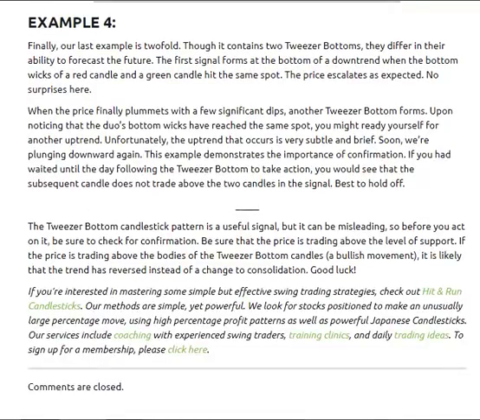So that's everything we discussed up to this point. When the price finally plummets with a few significant dips, another tweezer bottom forms. Upon noticing the duo bottom wicks have reached the same spot, you might ready yourself for another uptrend. Unfortunately, the uptrend that occurs is very subtle and brief. Soon we're plunging downward again. This example demonstrates the importance of confirmation. If you had waited until the day following the tweezer bottoms to take action, you would see that the subsequent candle does not trade above the two candles in the signal. Best to hold off.